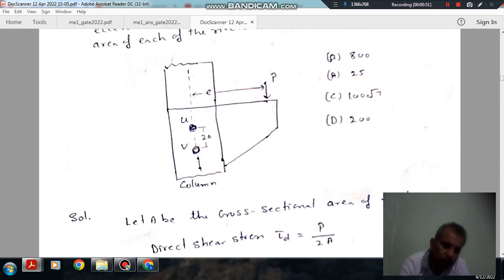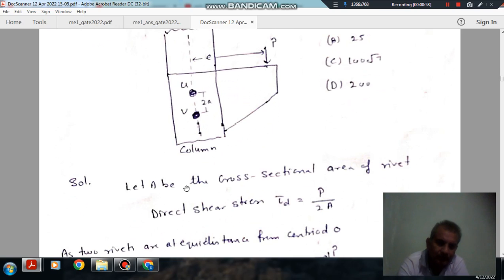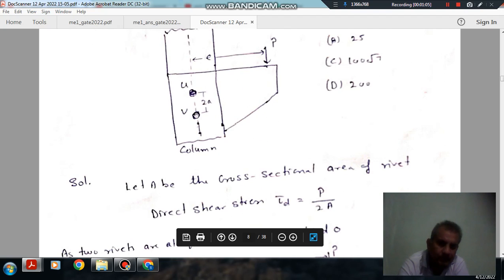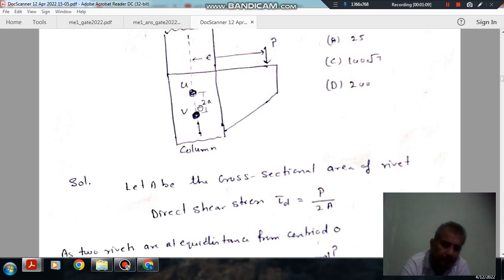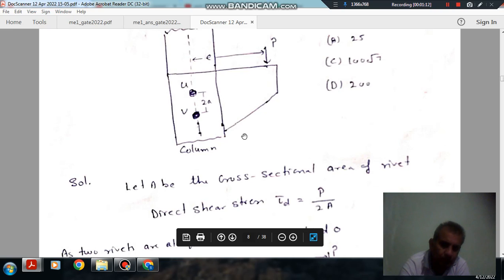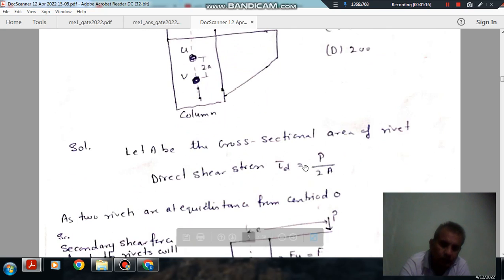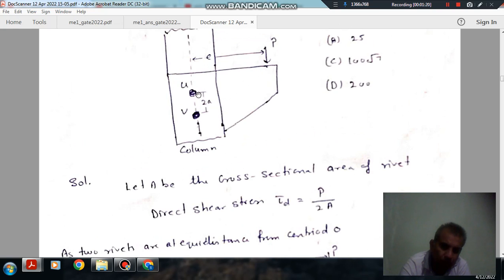So these are two rivets U and V, this is the distance 2a, this is eccentricity E, and this is P. So direct shear stress is P by, as there are two rivets, P by 2a. A is the area of each rivet, and the area of each rivet is the same. So it will be related to both direct as well as secondary shear. So direct is P by 2a: total load divided by number of rivets divided by area of each rivet.